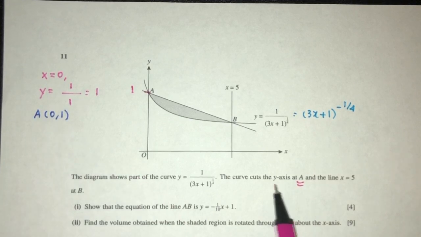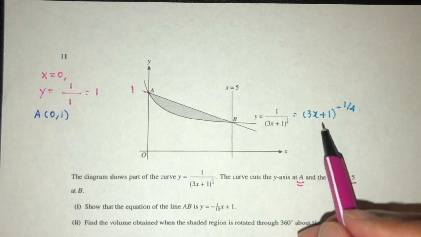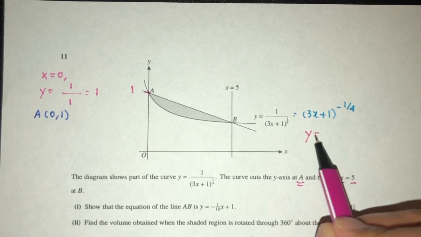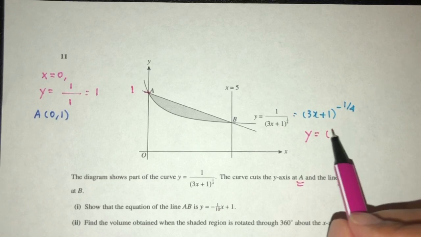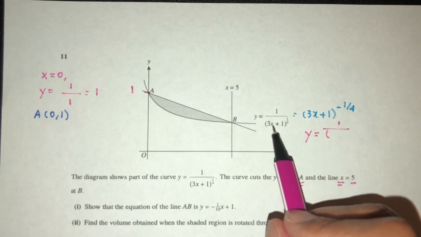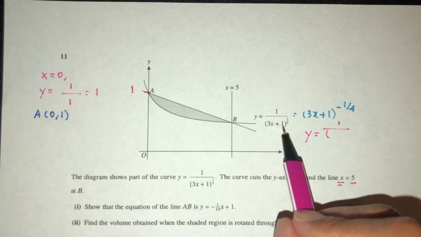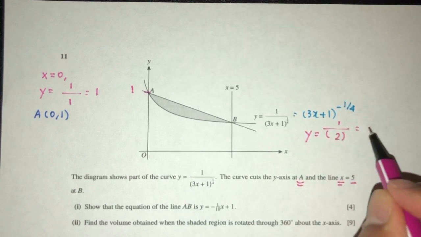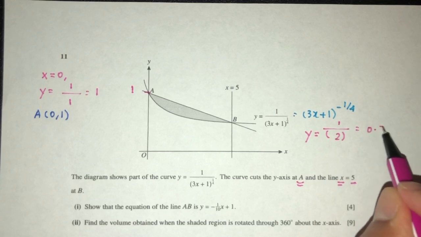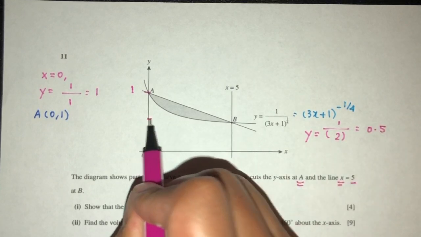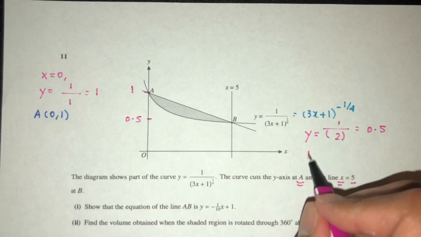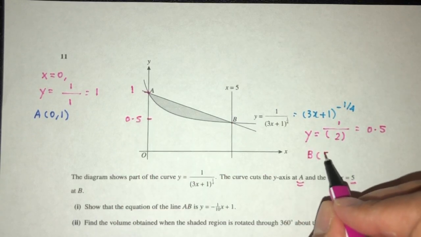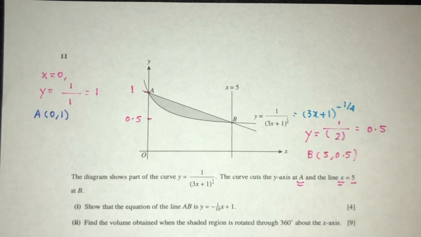And what else? The line x equal to 5. So x equal to 5, replace. You will have y is equal to 1 divided by 3 times 5 is 15 plus 1 is 16. 16 power 1 over 4 should be 2. So 1 over 2, that should be y is 0.5. So the point B is 5, 0.5. So I guess we just found those 2 points that we need right away.